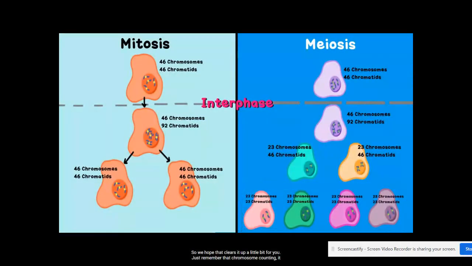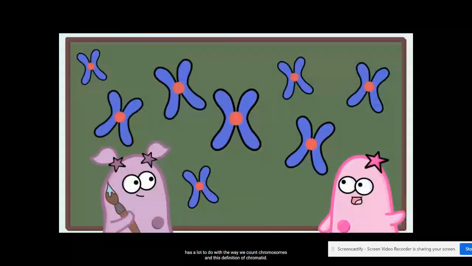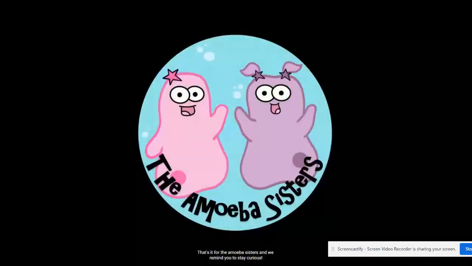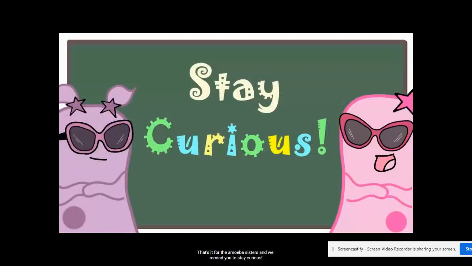So we hope that clears it up a little bit for you. Now just remember that chromosome counting has a lot to do with the way we count chromosomes and this definition of chromatid. Well, that's it for the unit, sisters, and I remind you to stay curious.